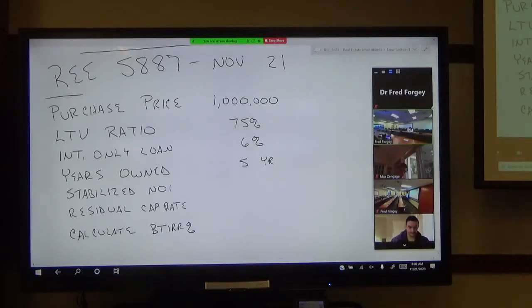Stabilized net operating income, let's say, based upon a purchase price of $1 million, around, let's see, 75,000, roughly. And then when we go to sell it, the residual cap rate that we want to use, let's go with 4%. And so there we are. Okay, now here's what I want you to try to do on your own.